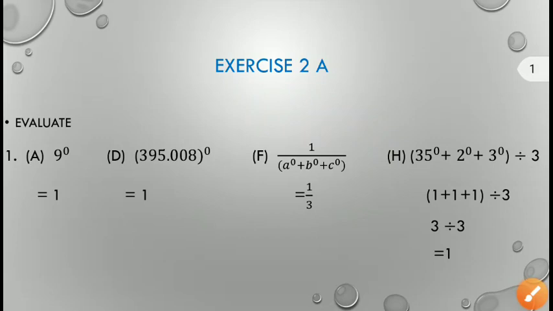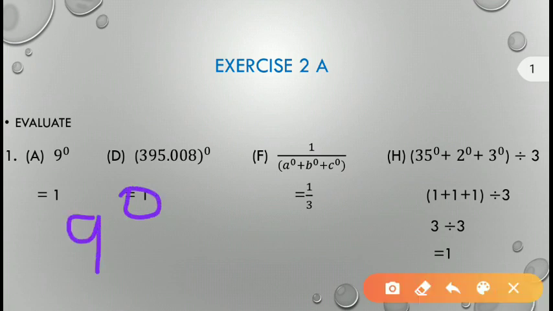Students, yesterday we studied the introduction and laws of exponents. Today we will discuss exercise 2a. The first question is to evaluate. First is 9 to the power 0. You need to find out the value of 9 to the power 0.